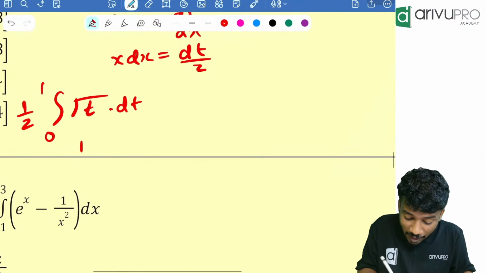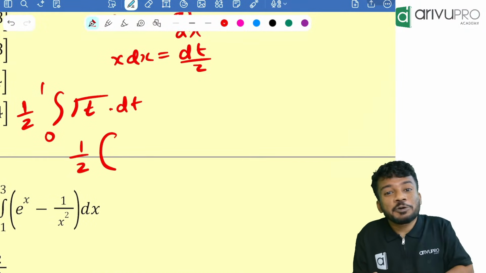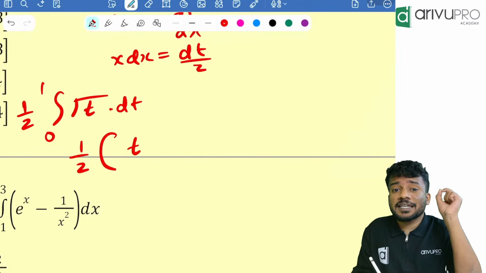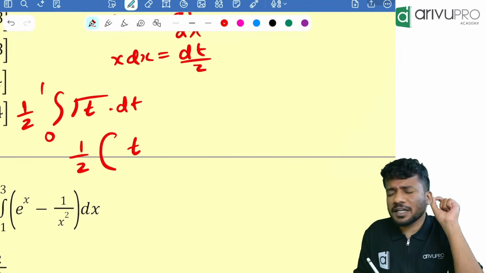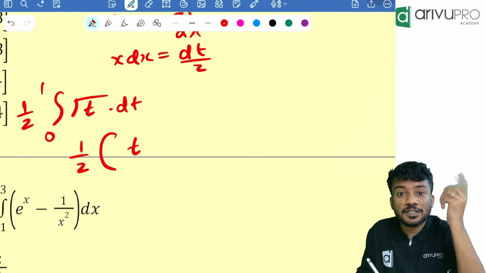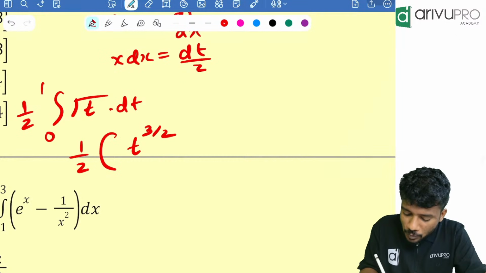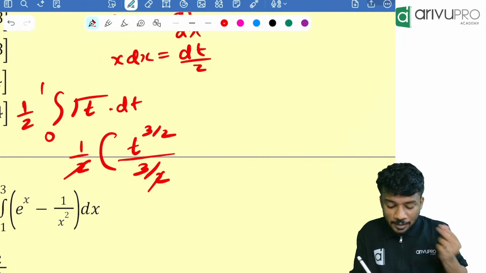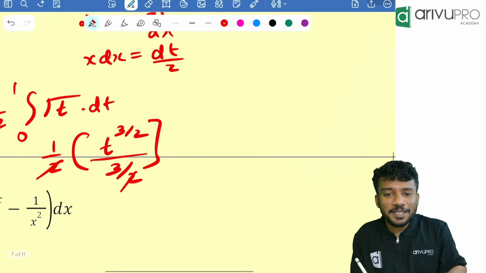Now, half into the integral of root t is how much? That is nothing but t raised to 3 by 2, correct? 1 by 2 plus 1 is 3 by 2, divided by 3 by 2. This 2 and this 2 got cancelled. So what is remaining? 3 is remaining in the denominator.